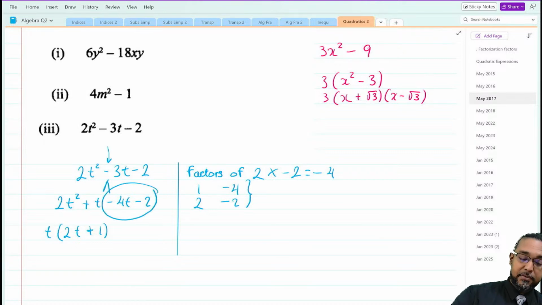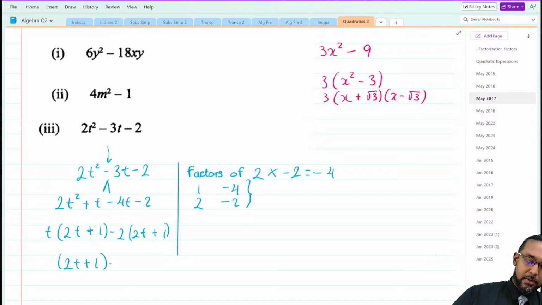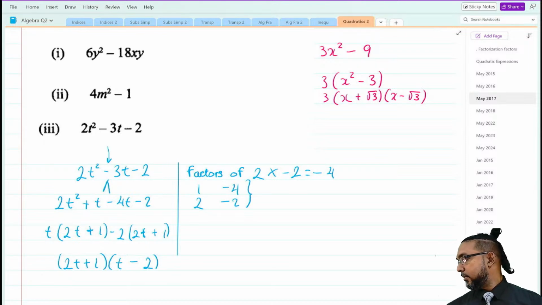Now here you have 2 negative terms, so it stands to reason you have a negative common factor, which would be minus 2. A negative divided by a negative is a positive, and minus 4t divided by minus 2 will give us 2t. Minus 2 divided by itself will just give us back 1. And now we can see the brackets are common, so we're going to get 2t plus 1, and then t minus 2. Minus 1? Did I say minus 1? Okay, that's my mistake.